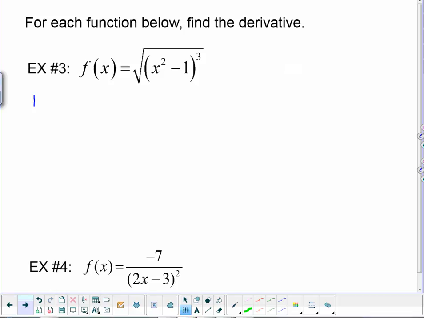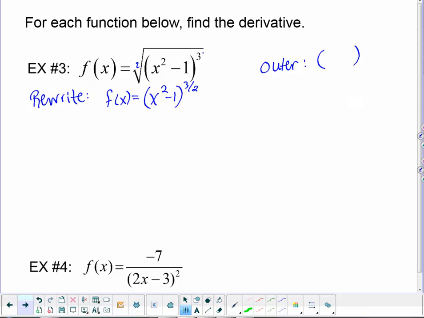Rewriting can sometimes be an advantage on these, so let's rewrite. It'll make the outer function maybe more apparent to us. And looking at this one, I have a power of 3, an index of 2, so this will be x squared minus 1 raised to the 3/2 power. Can you identify the outer function? The outer function is something raised to the 3/2. The inner function will be x squared minus 1.